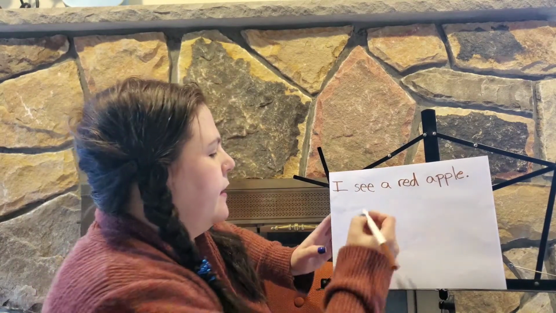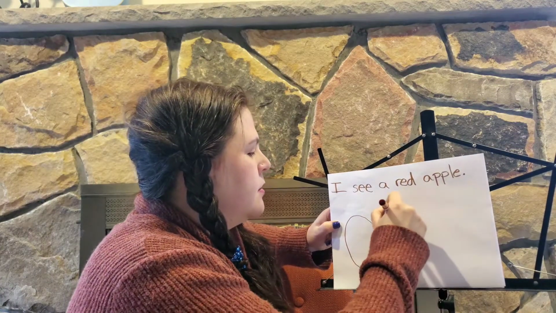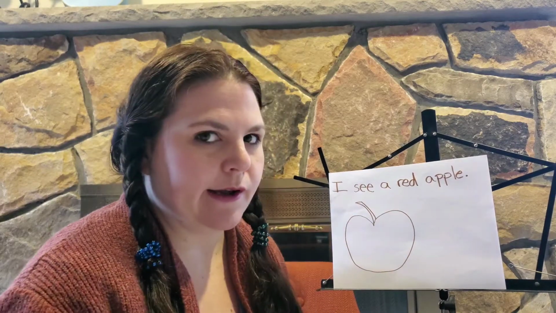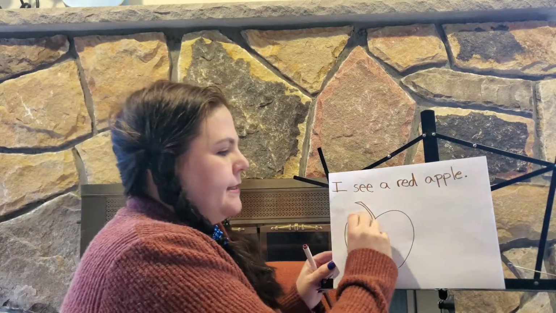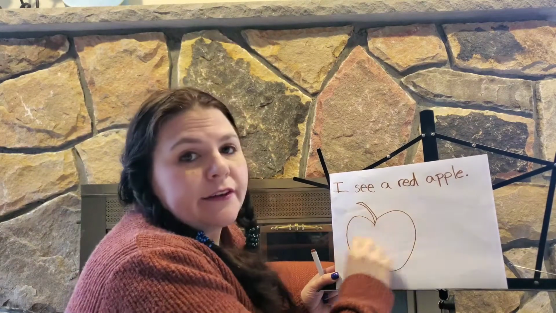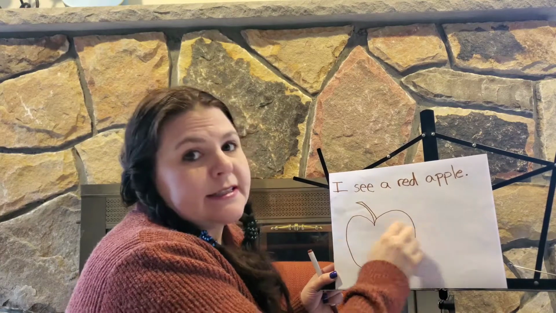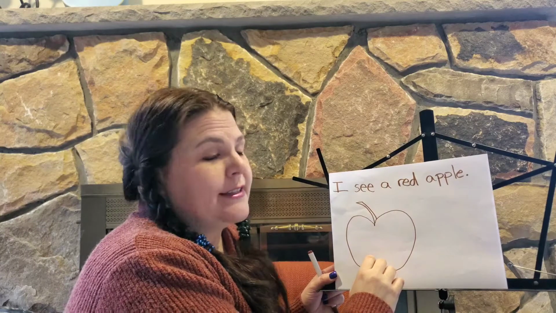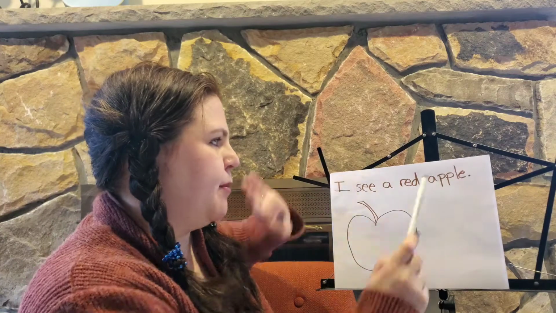Now it's time to illustrate. I'm going to do my best, drawing my best apple. There's my best apple, and guess what color I need? I need red. So I'm going to look, see if I have a red. I'm going to color, color, color, color it in. Try my best to stay in the lines. Color, color, color, all of the time. So that's my first page. I see a red apple.